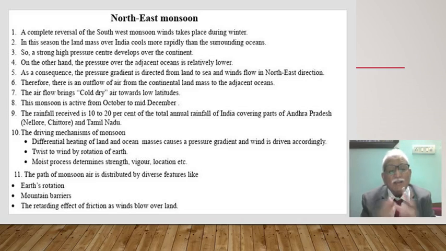Twist to wind is by rotation of the earth. Moist process determines the strength, vigor, and location. So these are the driving mechanisms as far as our monsoons are concerned. Of course, the path of the monsoon air is distributed by diverse features: Earth's rotation, mountain barriers, the retarding effect of the friction as the winds blow over the land.